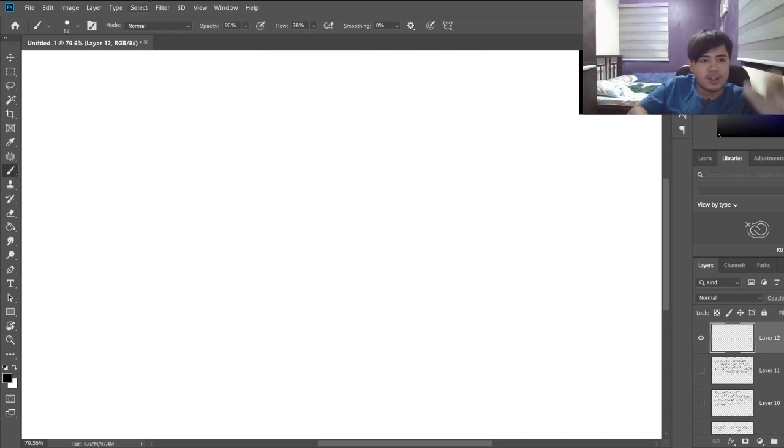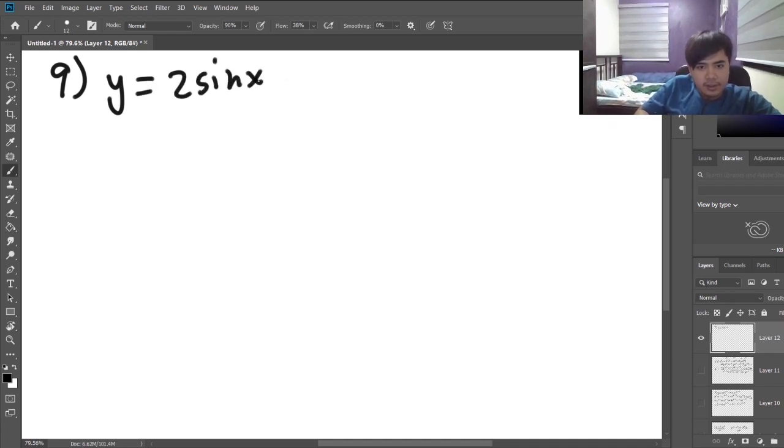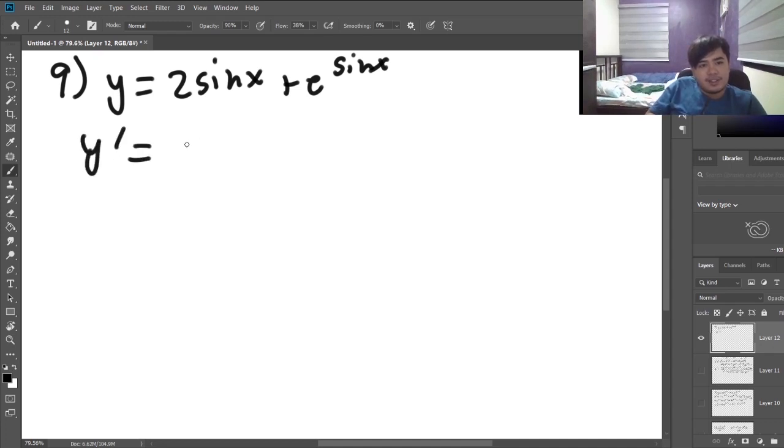So we have question 9. Oh, this is going to be interesting. y is equal to 2 sine x plus e to the sine x. Well, 2 sine x, we can take care of that simply because that's an easy one. So this is going to be 2 cosine x. Derivative of sine is cosine, as we discussed earlier in the previous video.